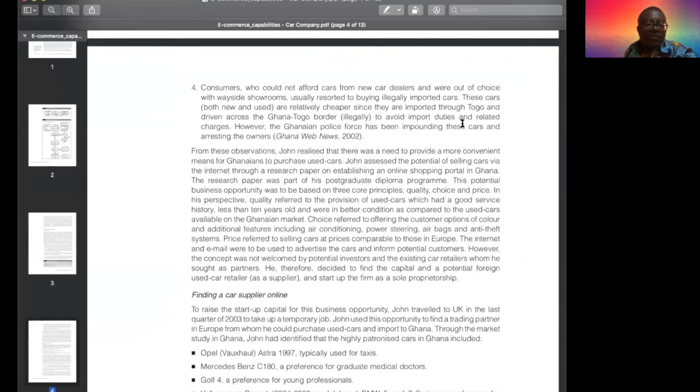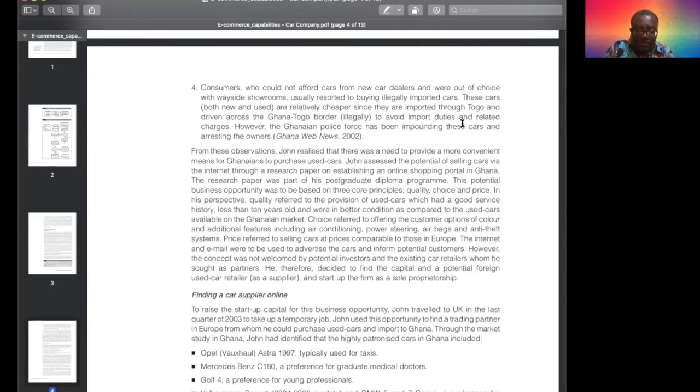However, the Ghanaian police has been impounding these cars and arresting the owners. Now, John experienced something there, but there was also another experience by the Ghanaian police that had been captured by Ghana Web in 2002. That one is indirect. So John is now drawing from other indirect experiences, which he may not have interviewed, but captured from the internet.